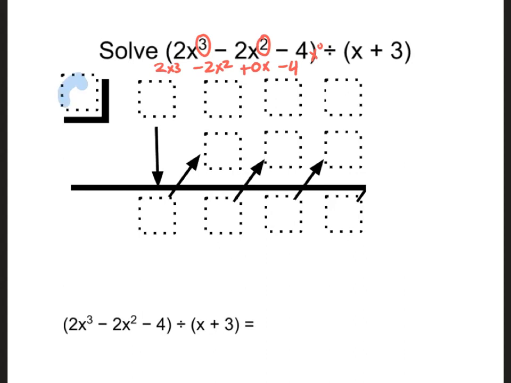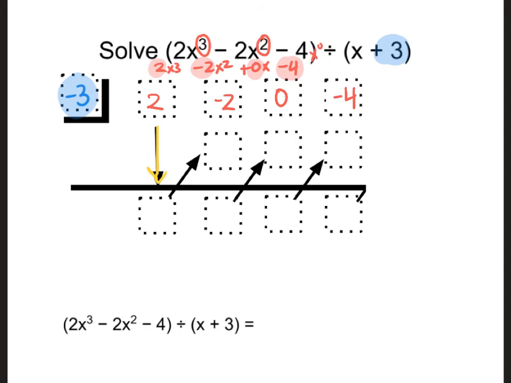Again, I'm going to set up the house the same way. We're taking the opposite of this number, so it's going to be a negative 3. And then we need to write down our coefficients, which are 2, negative 2, 0, and negative 4. So we have 2, negative 2, 0, negative 4. And then the process just remains the same.